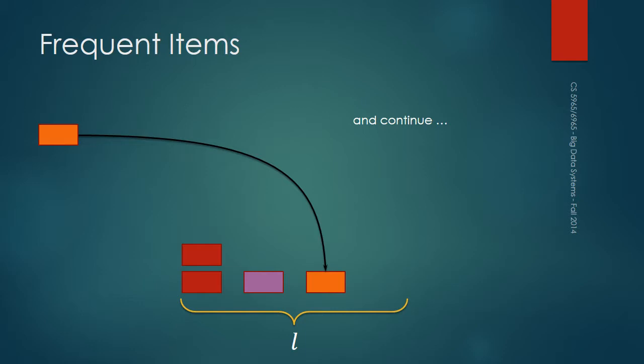As items come in, if you have an empty slot, put it in. If it's not there, you get rid of it. So the algorithm itself is fairly simple. Does everybody understand what's happening?